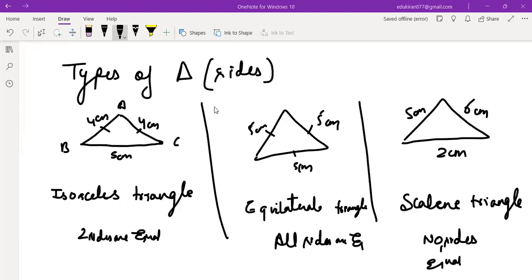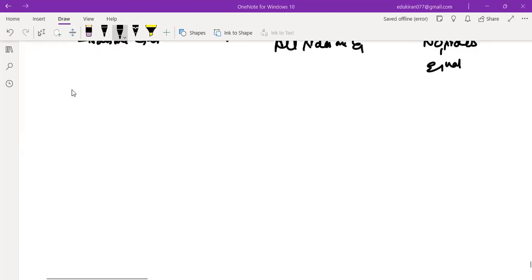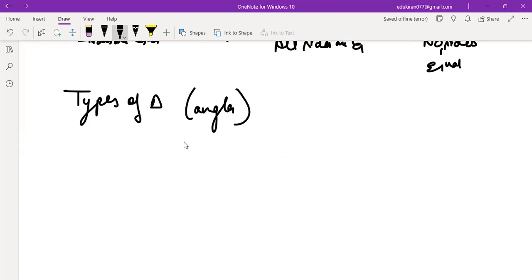Isosceles, equilateral, and scalene. Very good. Now coming to the next one. Again, we are going to do types of triangles, but on the basis of angles. Again, we are going to divide it into 3 parts.